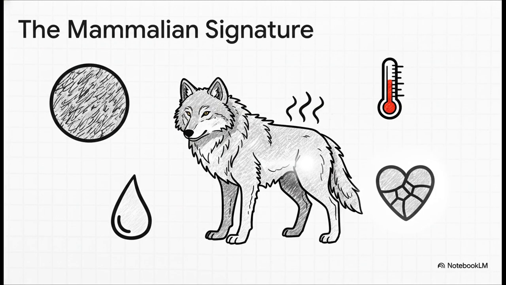So what makes our own blueprint, the mammalian blueprint, so unique? Well, we have hair. We produce milk. We have a super efficient 4-chambered heart, and we keep our own internal body temperature constant. We're warm-blooded. These are the architectural signatures that define us as mammals.